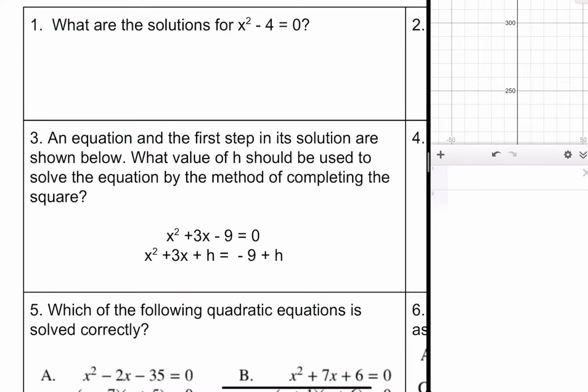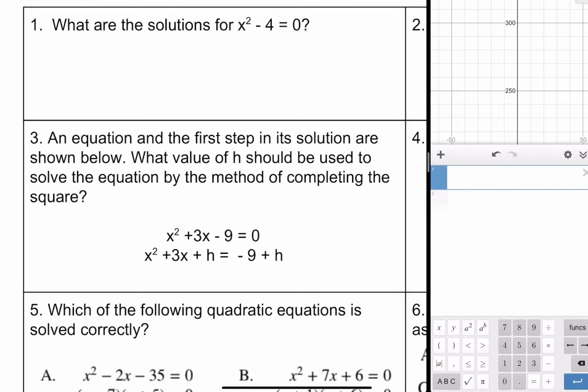If you missed number 1, this is an explanation of how to complete it. What are the solutions for x squared minus 4 equals 0? So when you're looking for solutions, there are several different ways to go about it. You can graph it, you can factor it and set the factors equal to 0. You could use the quadratic formula, or you can complete the square. Those are your options, and it is up to you which method you choose.